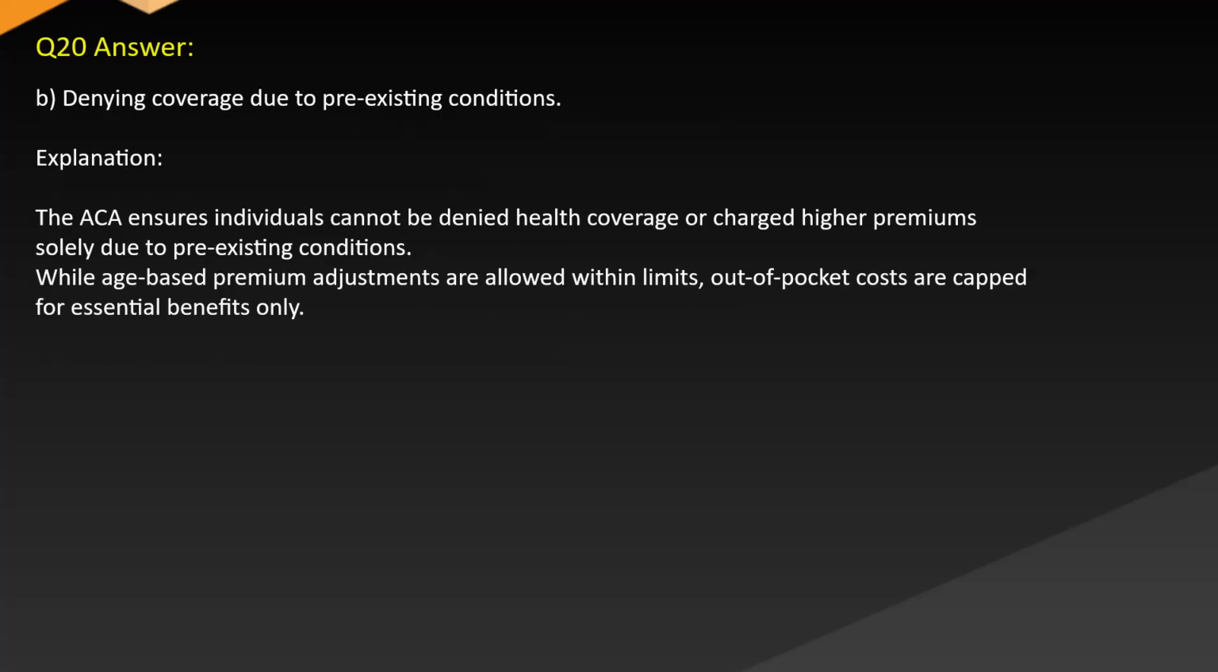Answer: B. denying coverage due to pre-existing conditions. Explanation: the ACA ensures individuals cannot be denied health coverage or charged higher premiums solely due to pre-existing conditions. While age-based premium adjustments are allowed, within limits, out-of-pocket costs are capped for essential benefits only.